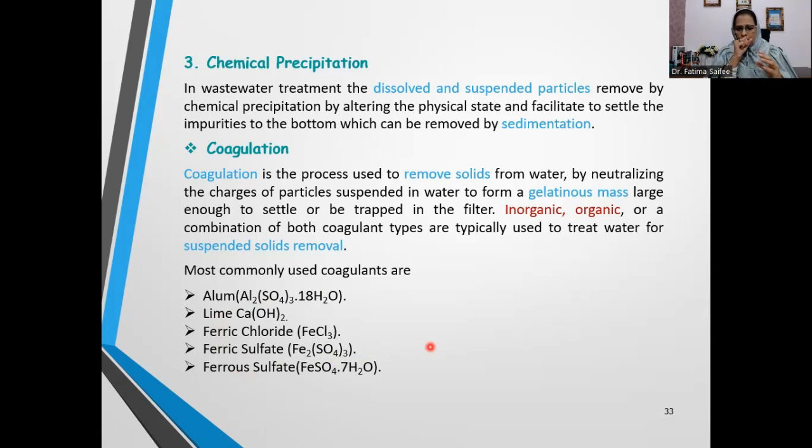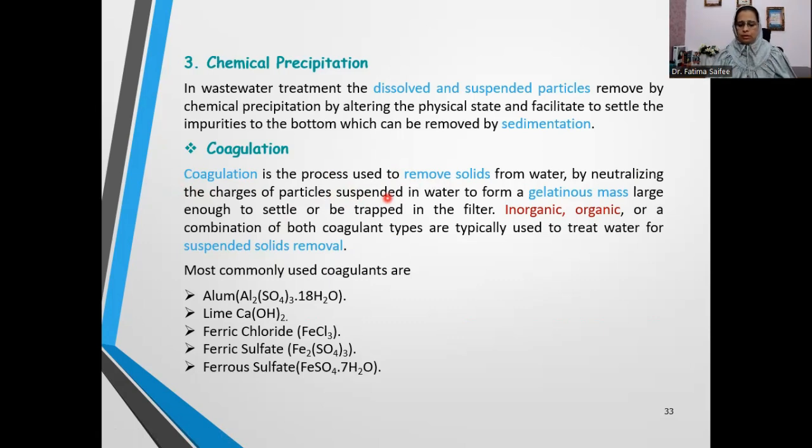Here I will try to explain: by neutralizing the charges of particles. Suppose one impurity has a positive charge, and when this chemical goes in, it will neutralize that charge, and the boundary of charges around it will be neutralized. That means there are no charges now. It will be neutral, so it will bind with the chemical. In this way, it will start the binding process, and the next process will come as the flocculation process.